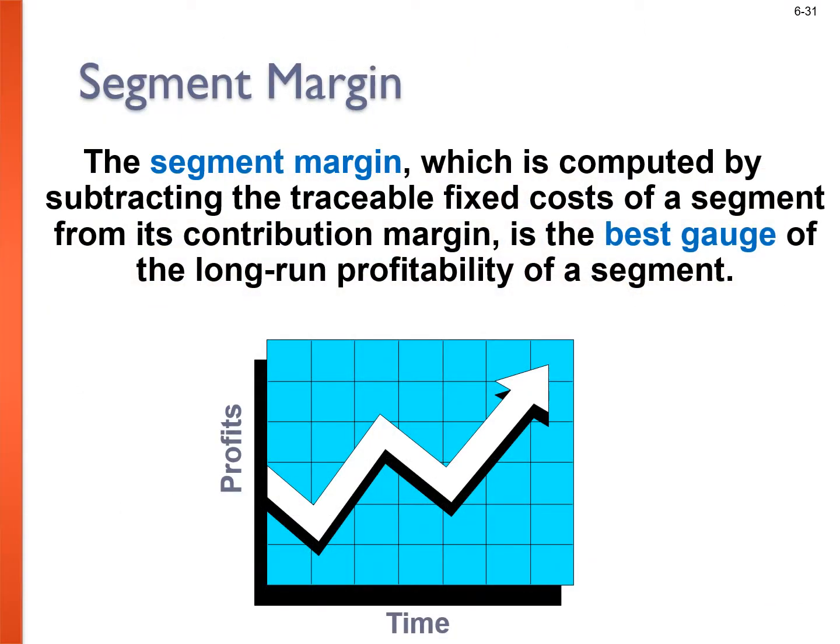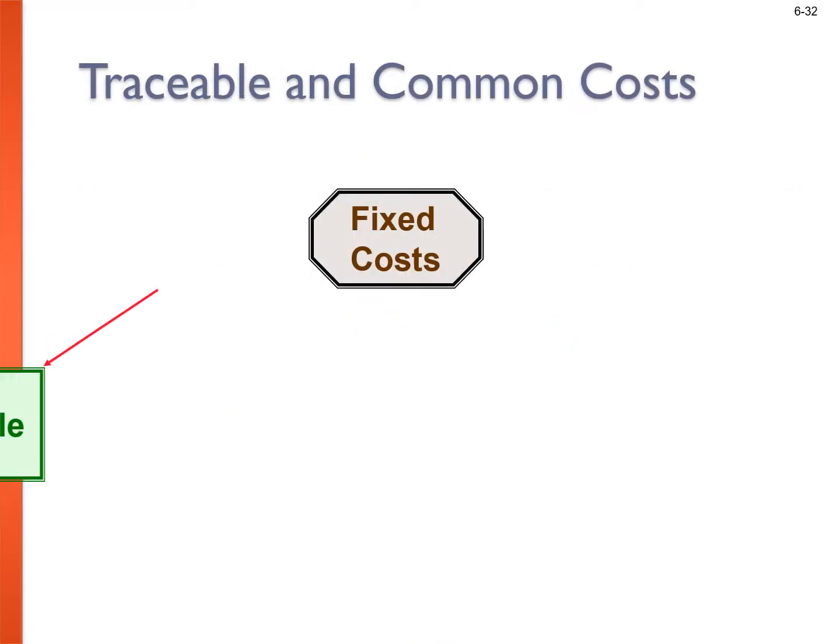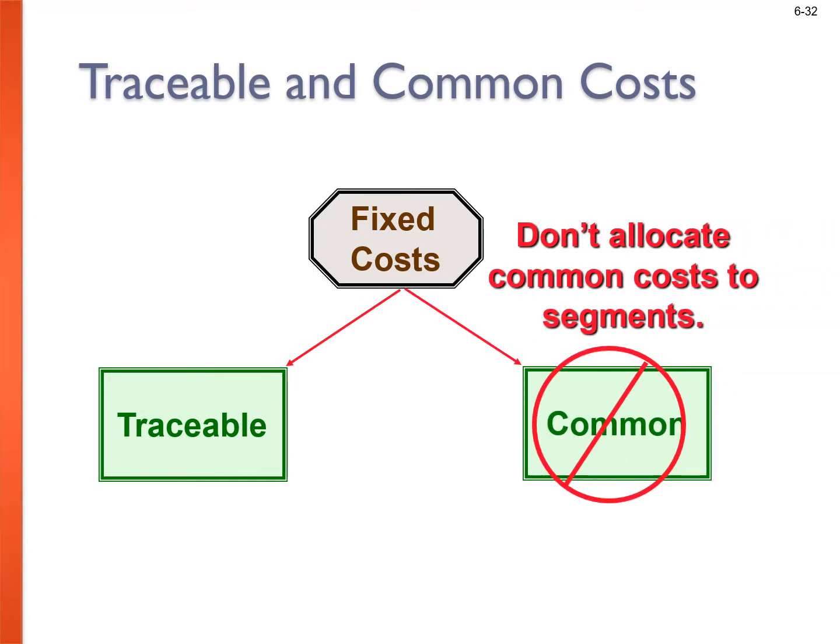But for our purposes, let's see how we use these things. First, the segment margin, which is computed by subtracting traceable fixed costs of a segment from its contribution margin, is the best gauge to determine long-run profitability of a segment. So we're not going to put all of the fixed costs on that segment, just the ones that would go away. Okay, and that's what I just said. Nice picture of it.